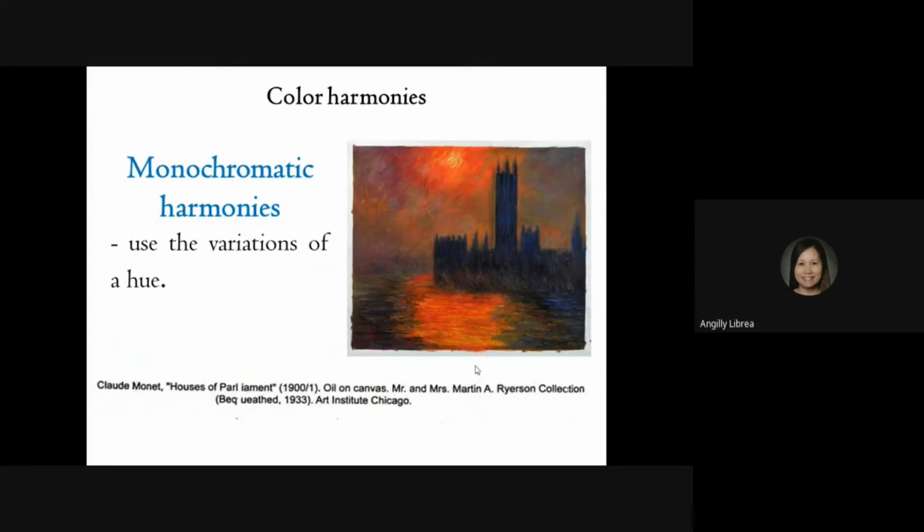In interior design, guys, we often hear designers refer to color schemes, a guide for selecting not only wall paint but also furniture and decor. However, color harmonies are also integral considerations not only for pictorial arts but also for other art forms. The first one is monochromatic harmonies. This uses the variations of a hue. An example is Claude Monet's Houses of Parliament.